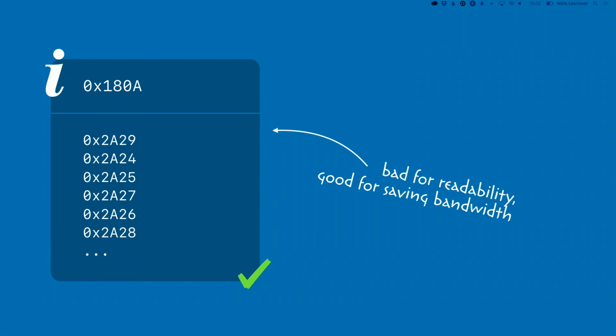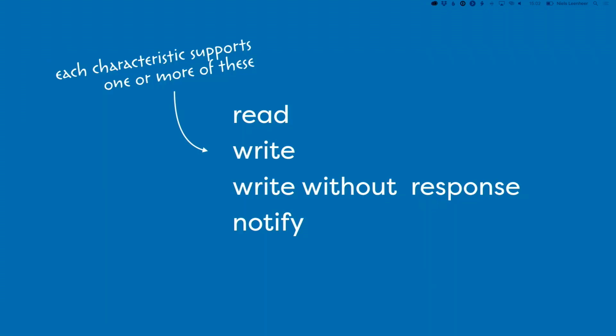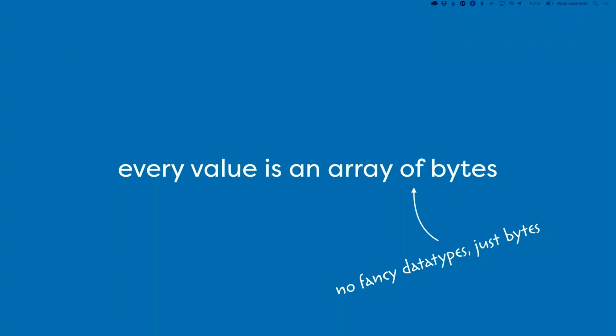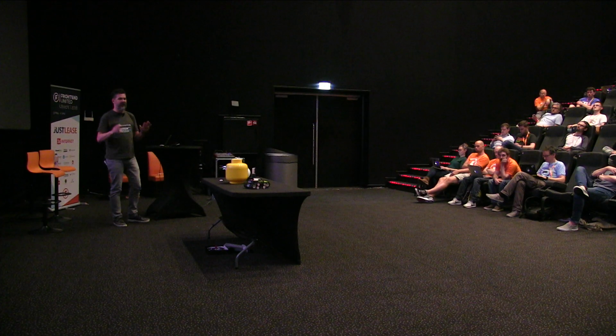It's good for saving bandwidth, and bandwidth is limited with Bluetooth, so you don't want to push strings over the network. Each of these characteristics can be read, can be written to, and you can get notifications, kind of like addEventListener. And every value is an array of bytes. There are no fancy data types, it's just a bucket of bytes. So, that was the boring stuff.